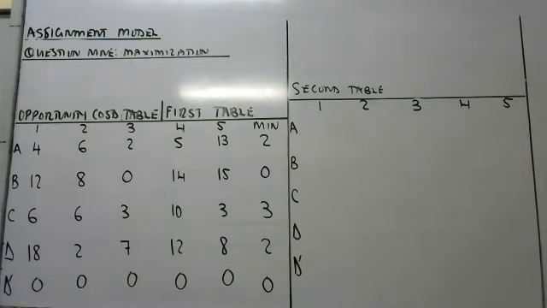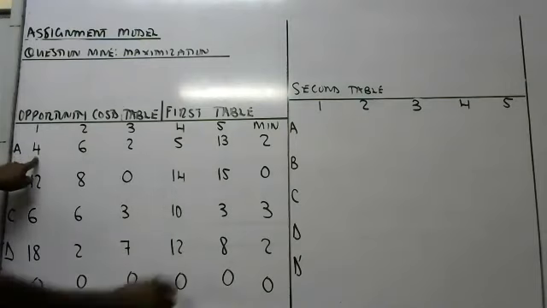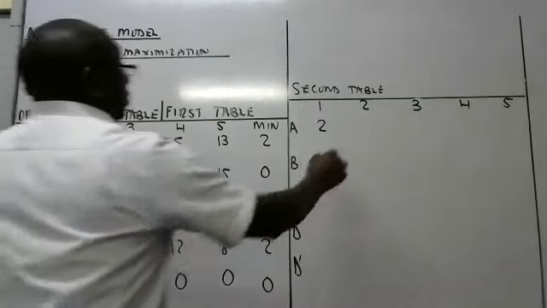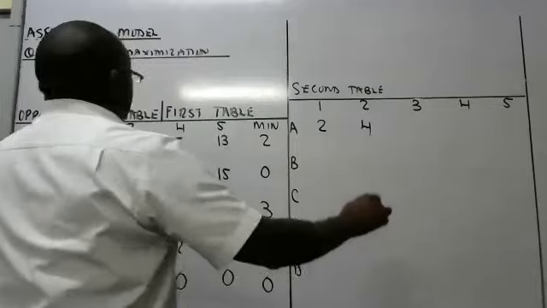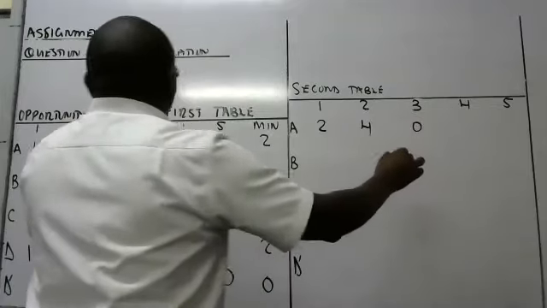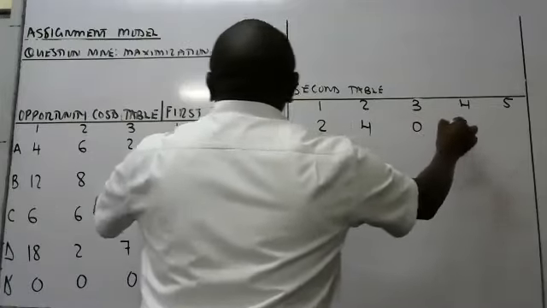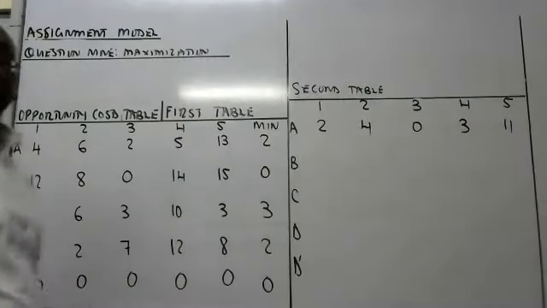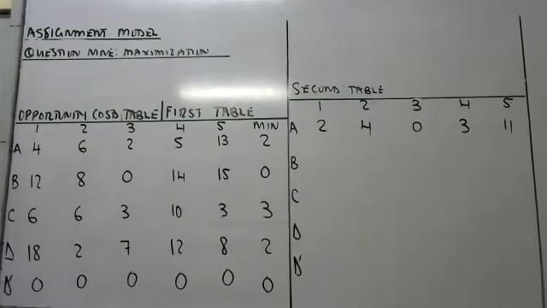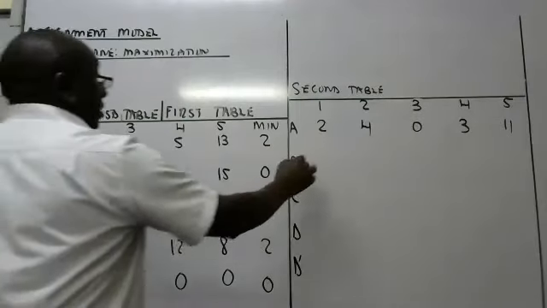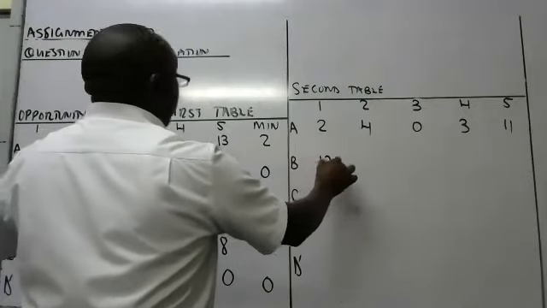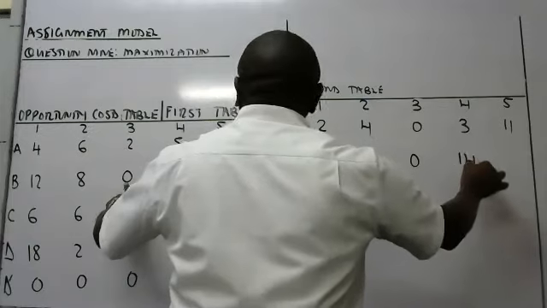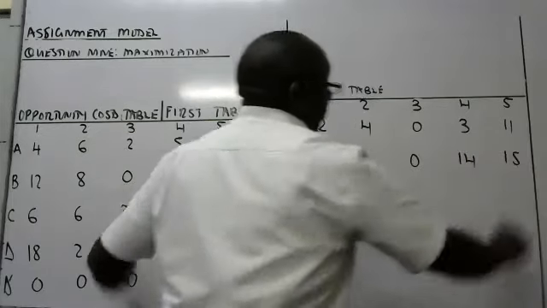We are subtracting. So 4 minus 2 is 2. 6 minus 2, 4. 2 minus 2, 0. 5 minus 2, and 13 minus 2, 11. And for the dummy row, because we are subtracting 0, so 12, 8, 0, 14, and 15.